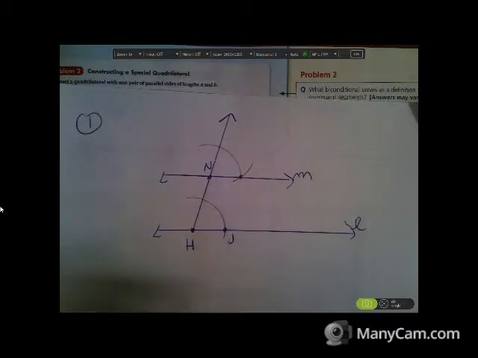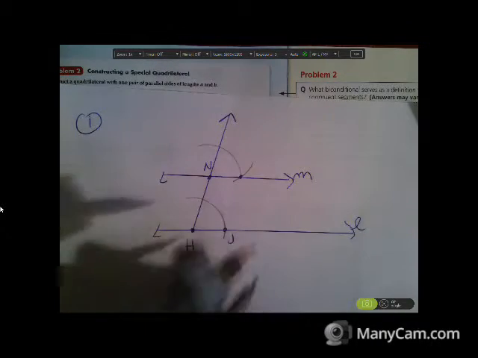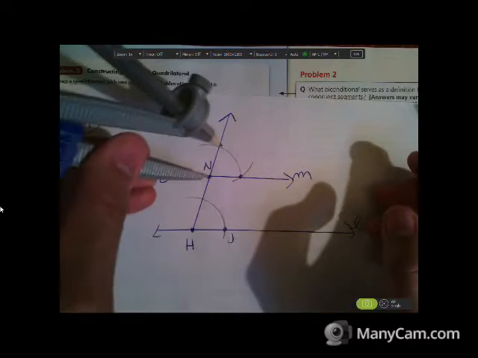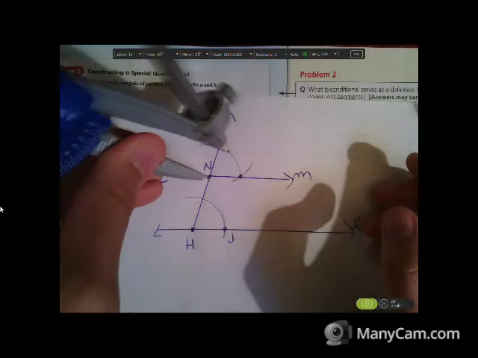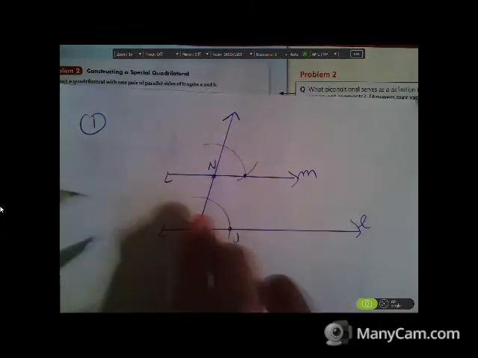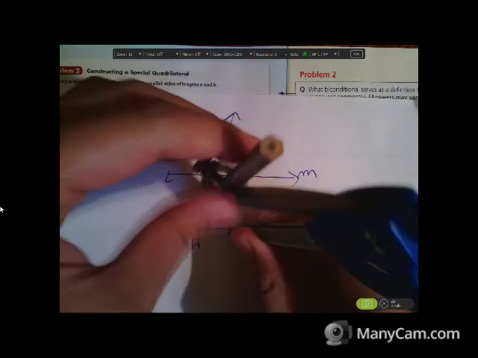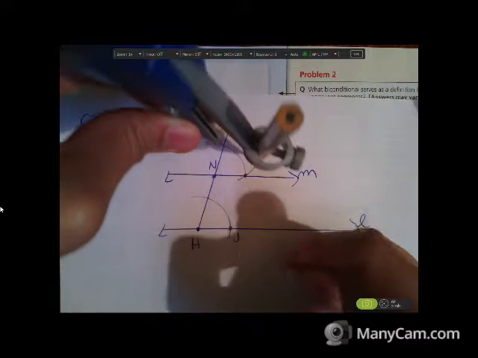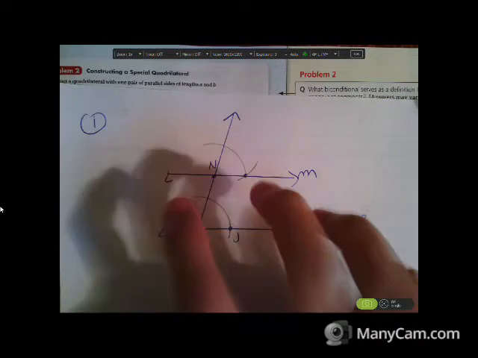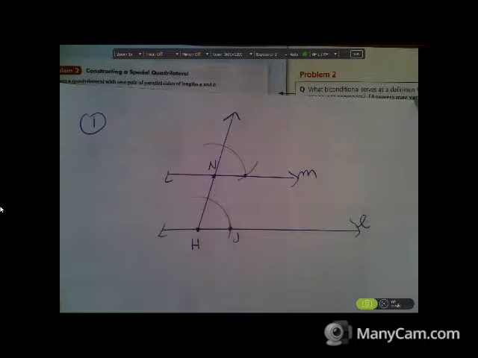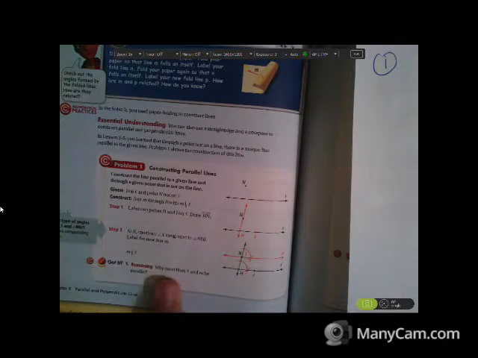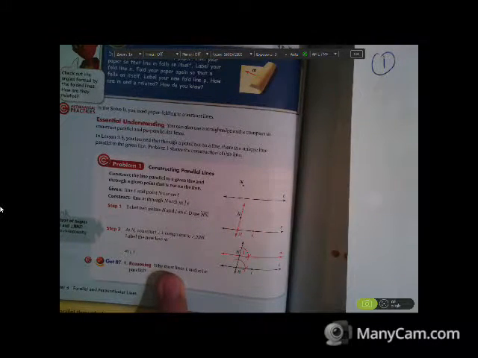So what I did first was I drew an arc, and I measured, and I put it over here. I drew an arc from N and I drew it right there. And then after, I measured this distance, and then I drew it from this point, and this is where this arc came in. And after that, I connected these two lines. So, why don't you answer the got it? It asks, why must lines L and M be parallel?